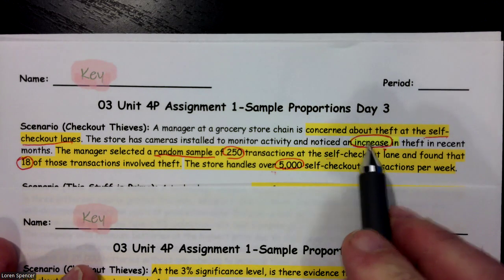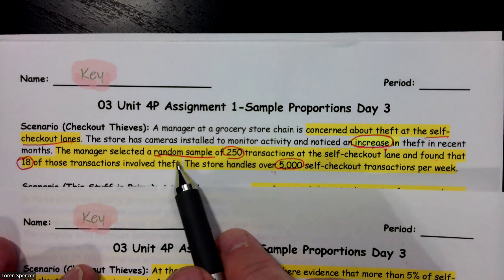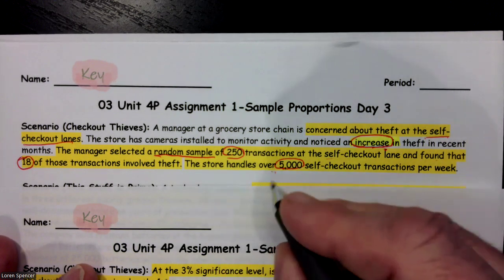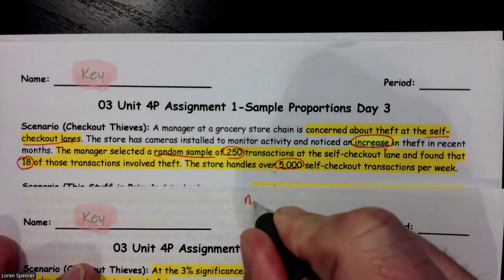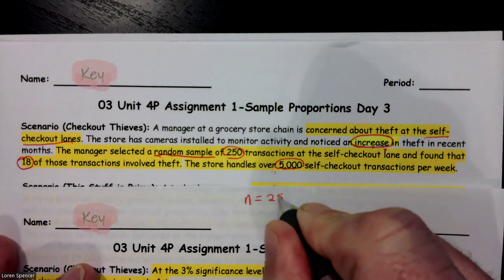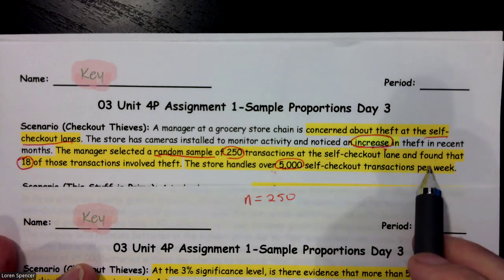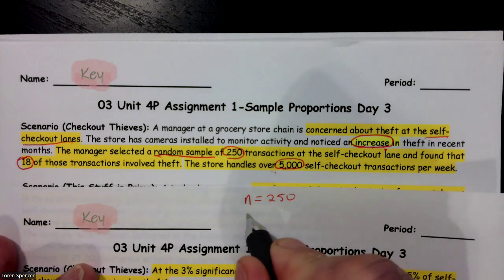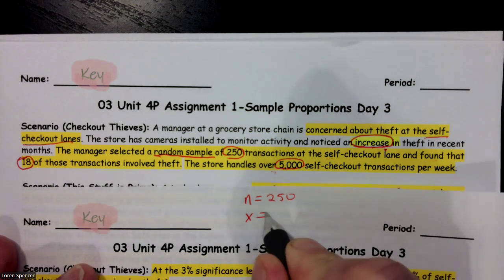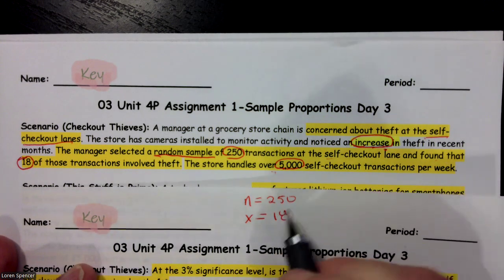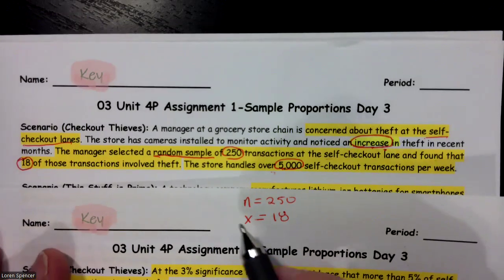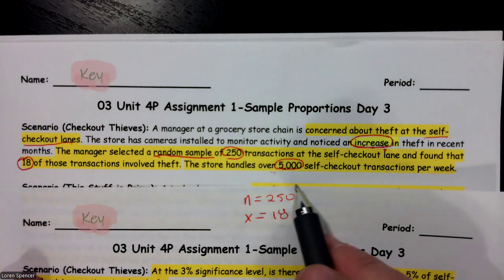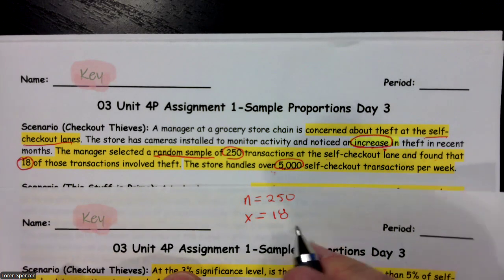our alternative is. The manager selected a random sample. Okay, random sample, that's our first condition, of 250 transactions. So we know our sample size is 250 at the self-checkout lane and found that 18 of those involve theft. And this is what we care about. So that sounds like 18 will be our X value, the number of successes, in this case, the number of thefts.